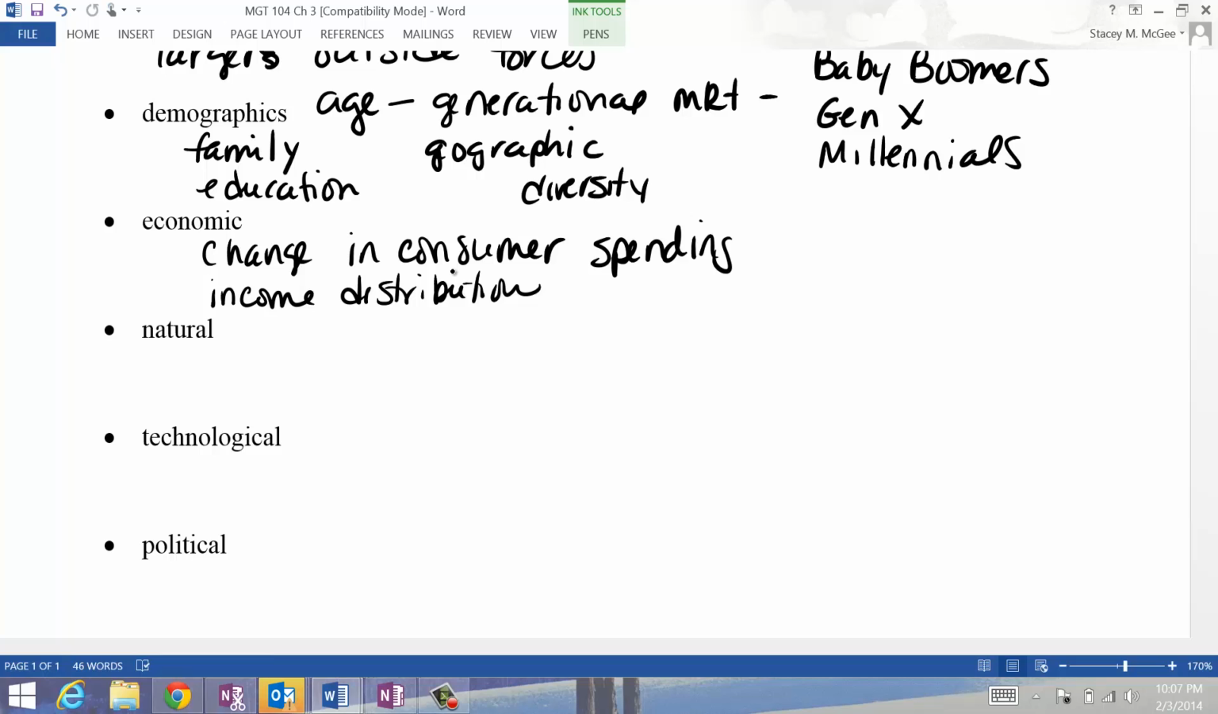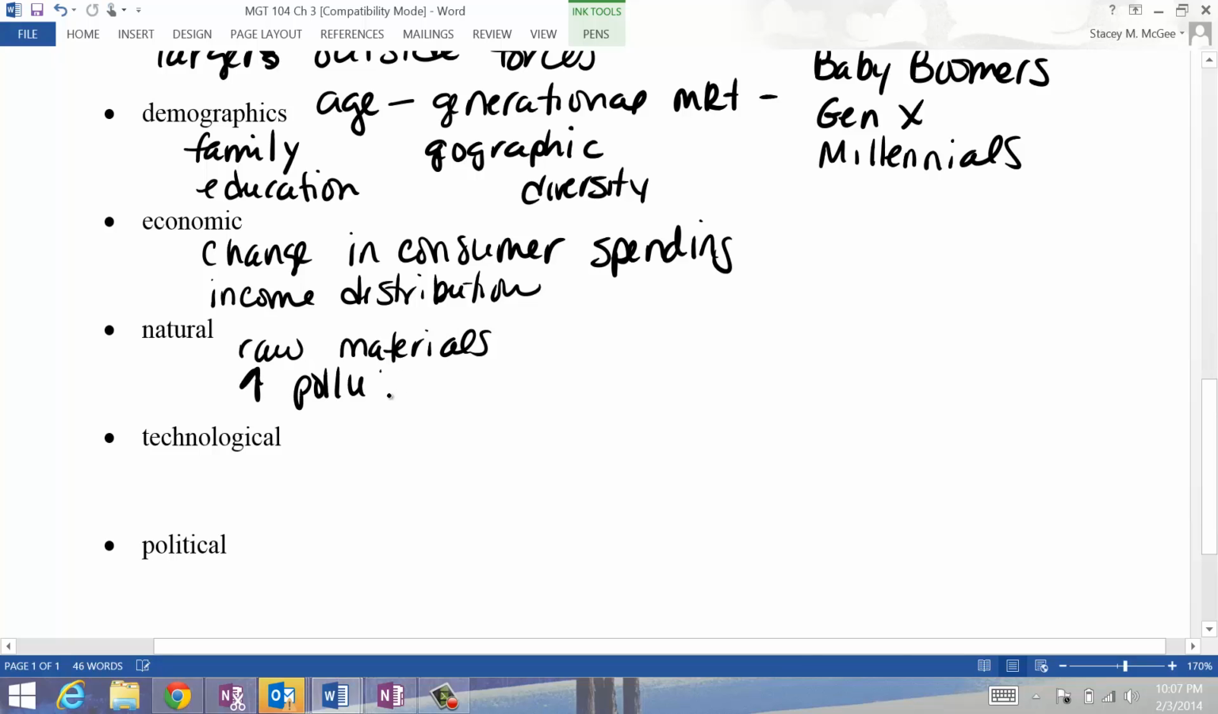Changes in the natural environment. You see shortages of some raw materials. You see increased pollution, which is a big thing that's affecting us. And because of those two things, you also see an increase in government intervention coming in, telling us what we can do, what we can't do, how we're going to do it.